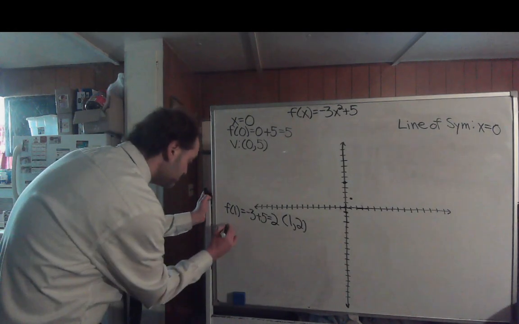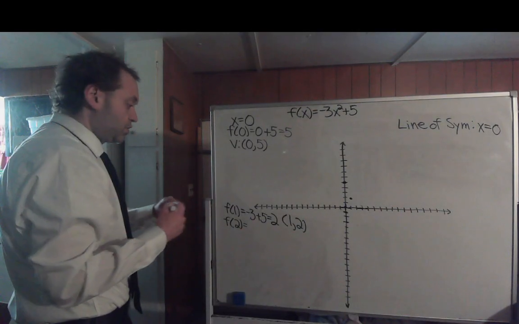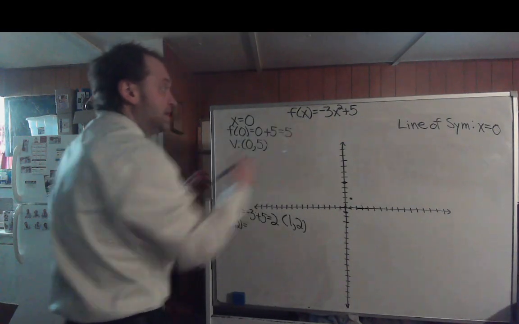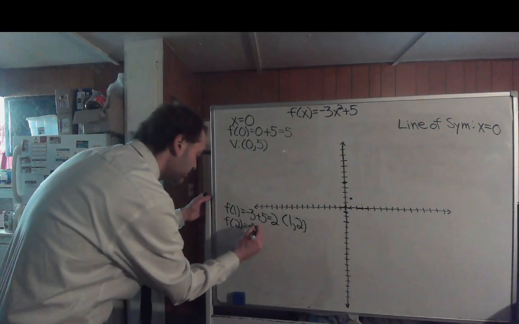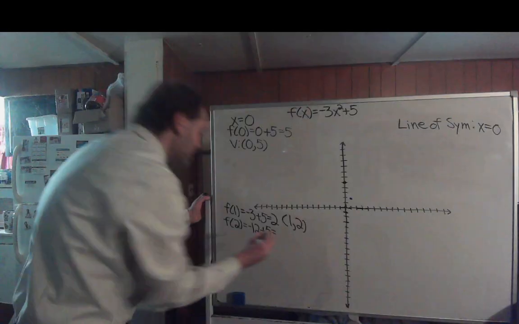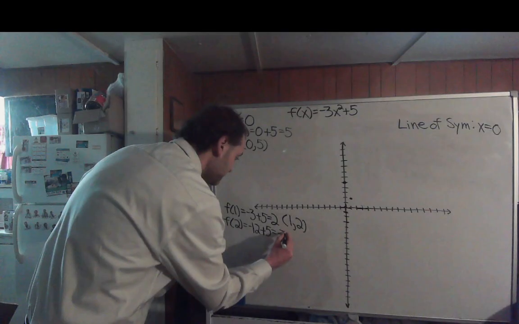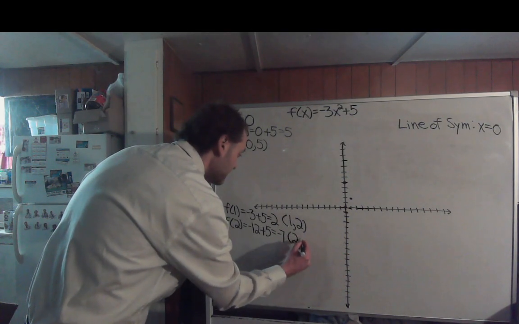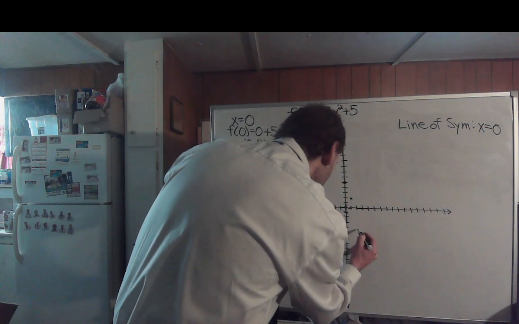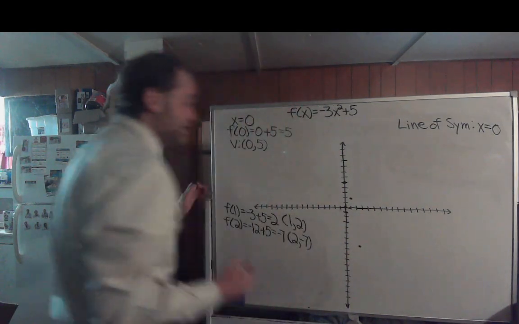Now let's put in f of 2. So 2 to the second is going to be 4 times negative 3 is negative 12. Then just plus that 5. Well, let's see. So negative 12 plus 5 is negative 7. So you'll end up getting the point 2, negative 7. So come all the way over here. There's your 2, negative 7.